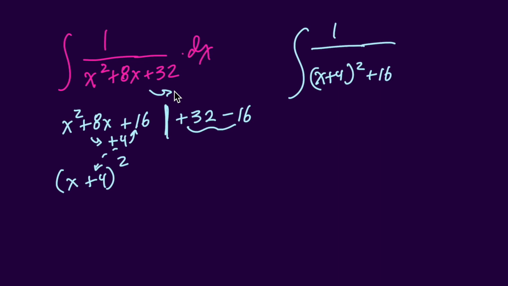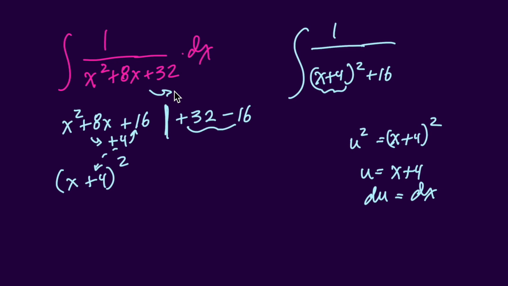Okay, we now have two perfect squares. This is our u squared. u squared is going to equal x plus 4 squared. Our u is going to equal x plus 4, and our du is going to equal dx. Here, this is going to be our a squared. a squared equals 16. a is going to equal 4.